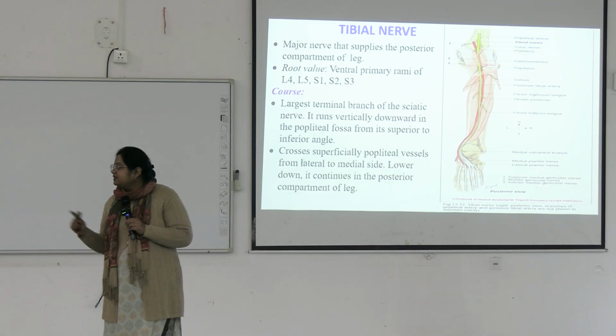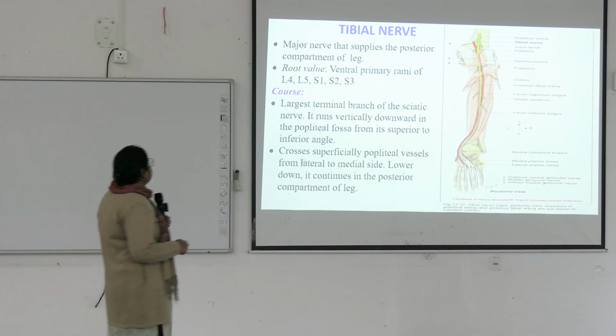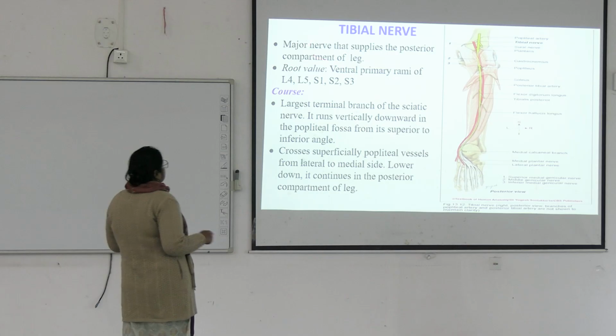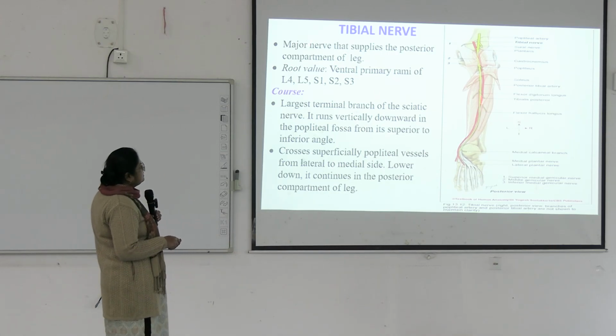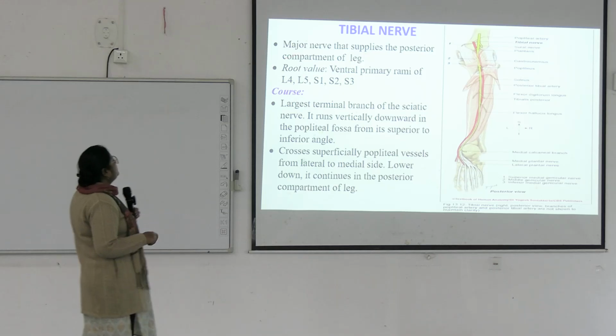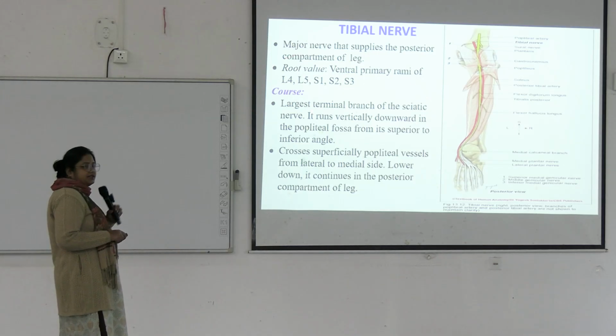First the tibial nerve, next we will discuss the common peroneal nerve. So the tibial nerve is the major nerve that supplies the posterior compartment of the leg. This is the tibial nerve. Root value is ventral primary rami of L4, L5, S1, S2, S3.